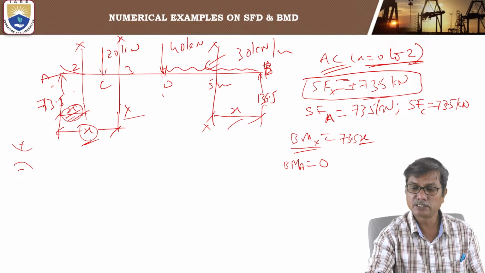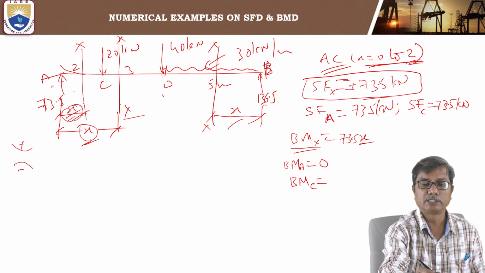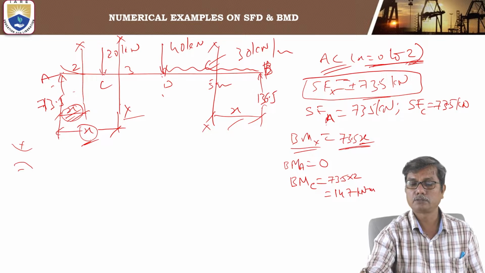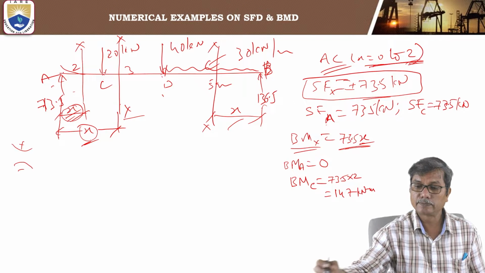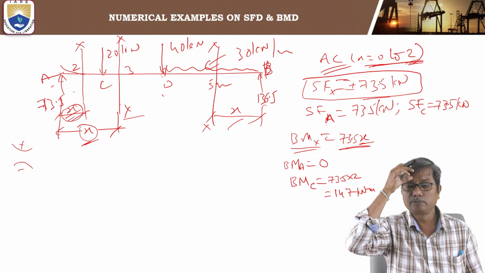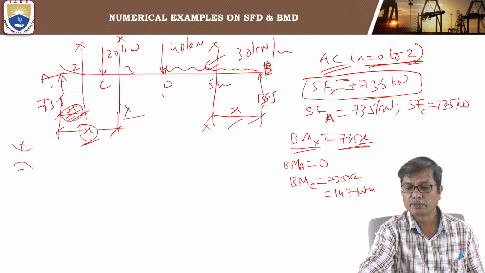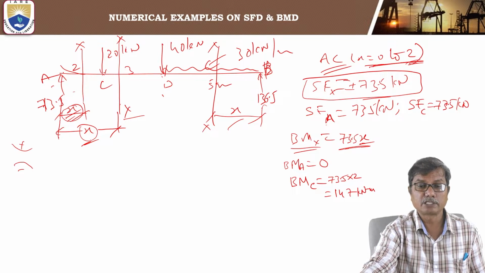Bending moment at A will be 0. Similarly, when x is equal to 2, the section will be at C, so bending moment at C will be 73.5 into 2, that is 147 kilonewton meters. So bending moment at A and bending moment at C we have found.